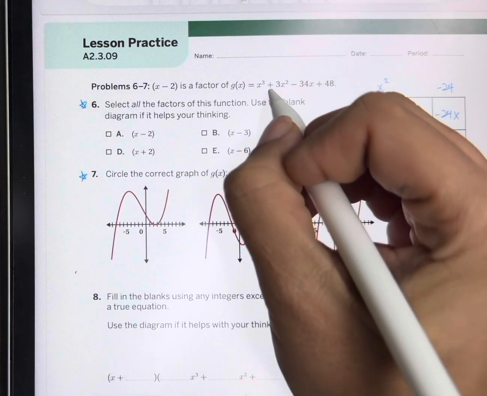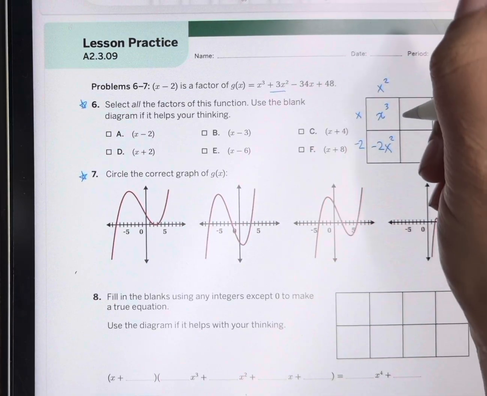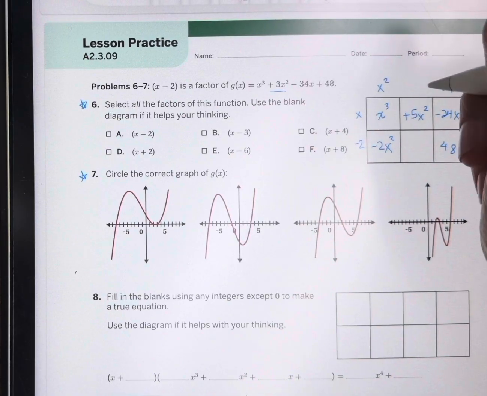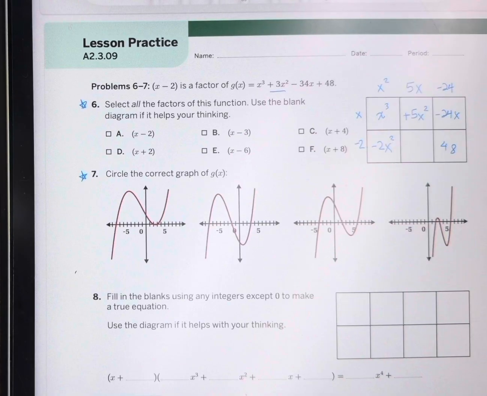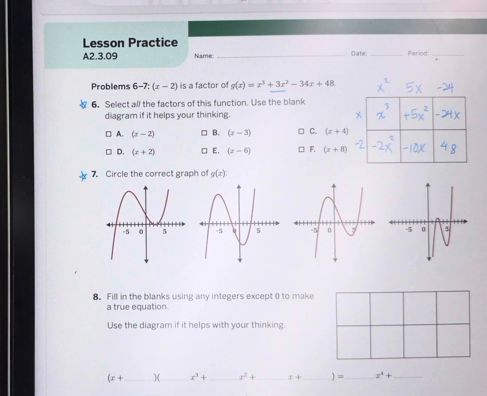Okay, now I look at this positive 3x squared and I have a negative 2x squared, which means I have to add a 5x squared to go with this negative 2x squared and give me the 3x squared. Again, if that was too fast, look back at the old questions. And then here I have a 5x. And then 5x times negative 2 is negative 10x. And negative 10x minus 24x is negative 34x. This is fantastic.